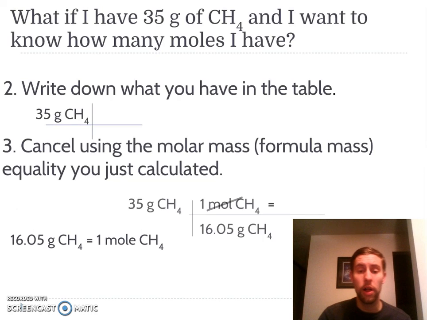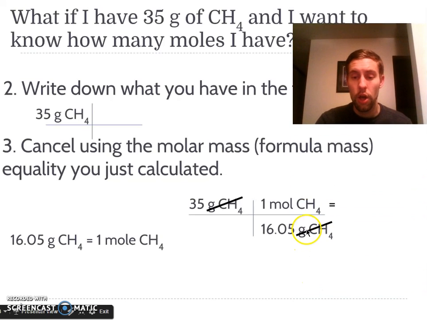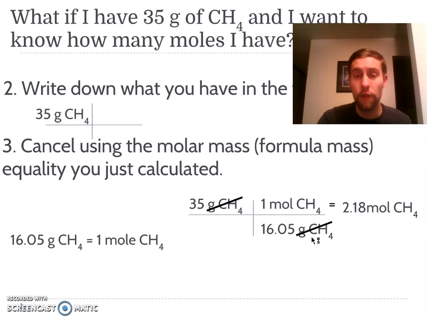So we use that same equality and put that grams of CH4 on the bottom, and therefore we know that's going to go with our mass. We're going from mass, grams of CH4, to moles, and there's 1 mole of CH4 equal to 16.05 grams. Grams of CH4 cancels with grams of CH4 to get our final answer of 2.18 moles.